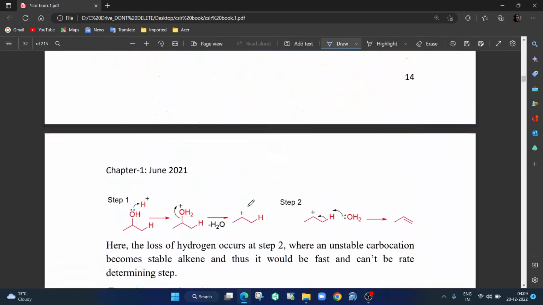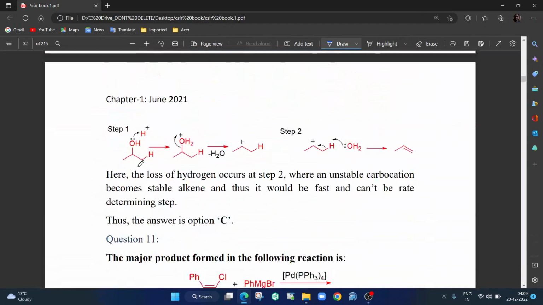But let us also look at D. In D, what is happening is from the alcohol you are making an alkene. So the first step is protonation, and then this leaves. So this is the tough part, because you are making an unstable species, and then the second step of course will be fast. So D cannot be the answer. The answer is option C. So that's it for today. Thank you very much.